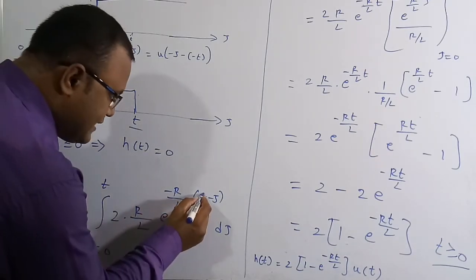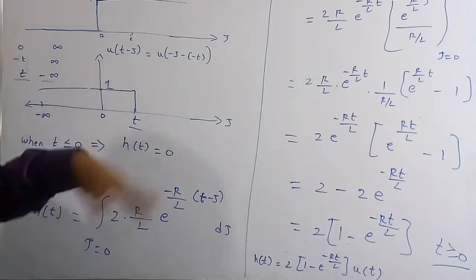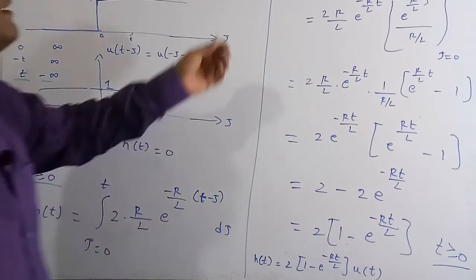So therefore, t is said to be a constant because I am going to integrate only with respect to tau. So the remaining variables will be treated as constants. So t has to be treated as a constant. So I have written it like this also.